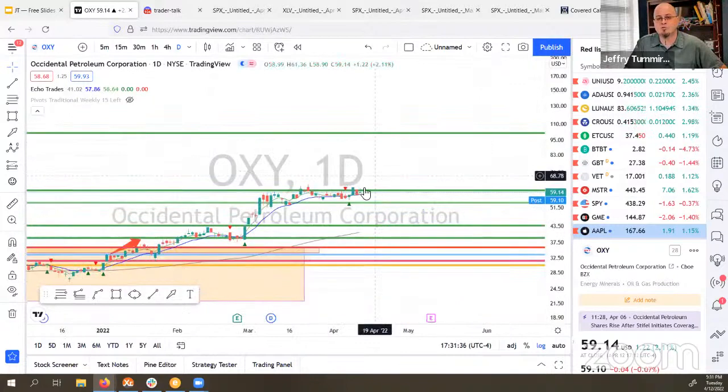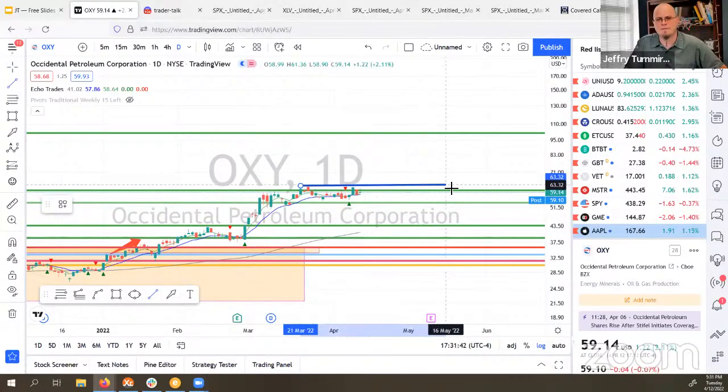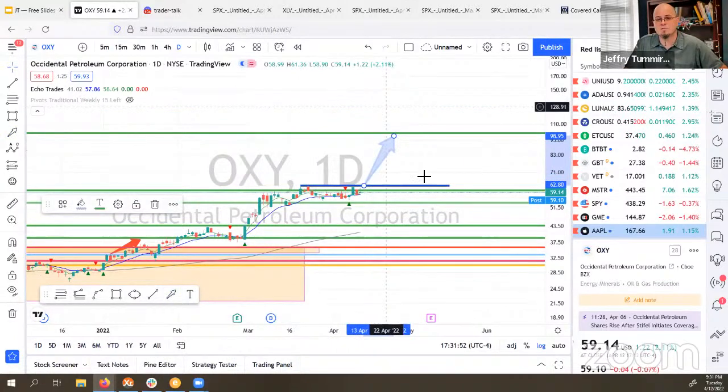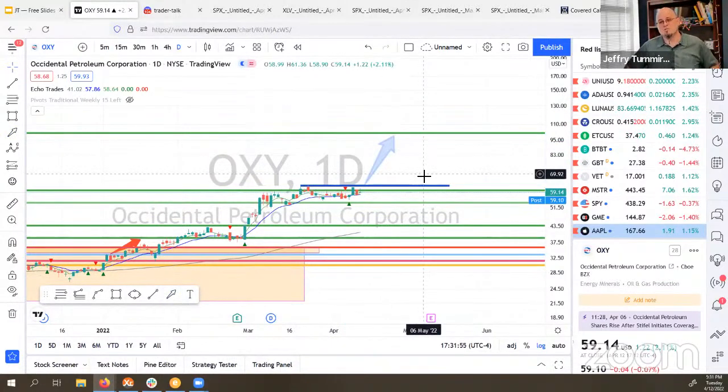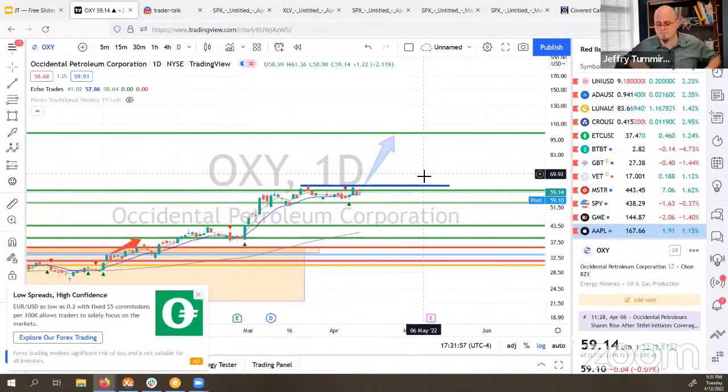If it can start pushing up through and break out above these highs, just draw a line across the highest highs there. It looks like it got up to 62.80. If it can break through that 62.80, the next move up is right there near 100. So that was a potential almost 50% gain? That was looking pretty good.